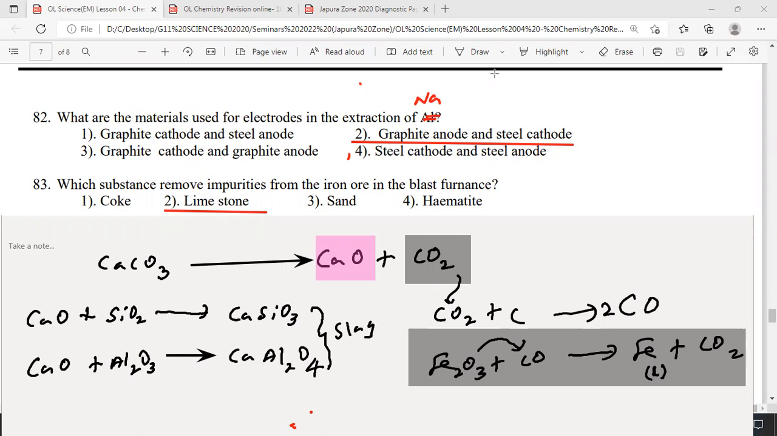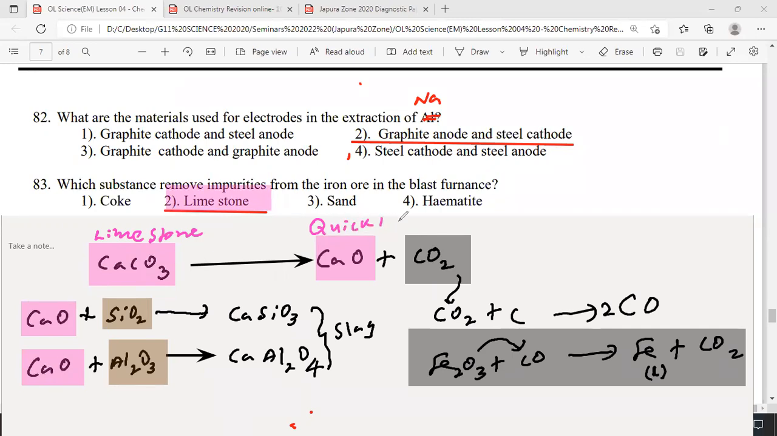Therefore, I will highlight the two impurities. What are the two impurities here? Silicon dioxide and alumina. Who is going to remove this? Calcium oxide. Calcium oxide comes from calcium carbonate. That's why we select the answer calcium carbonate or limestone. This is the common name, limestone. And calcium oxide is called quicklime.